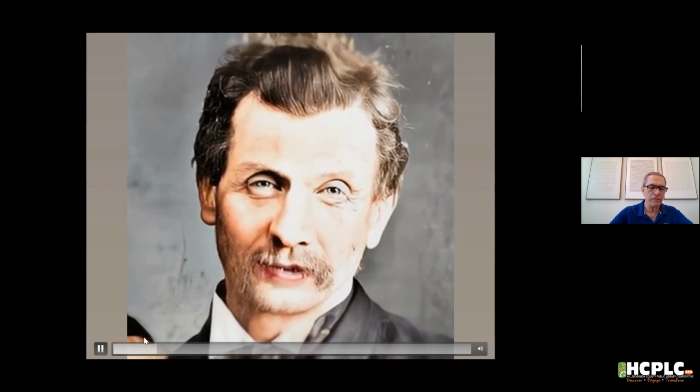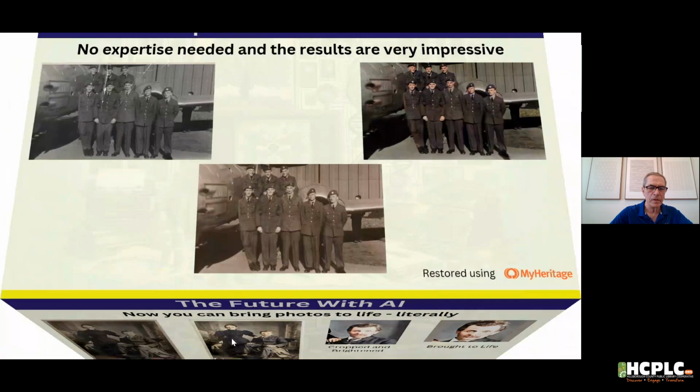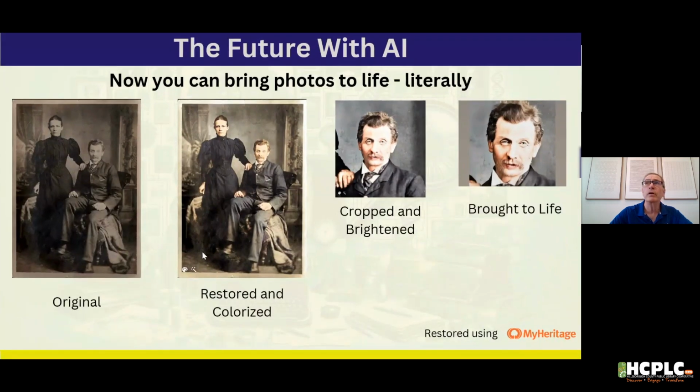So this really is the future of AI. Whoops, I'll go back one. This really is the future of AI when it comes to photographs restored and digitized and brought to life through AI.